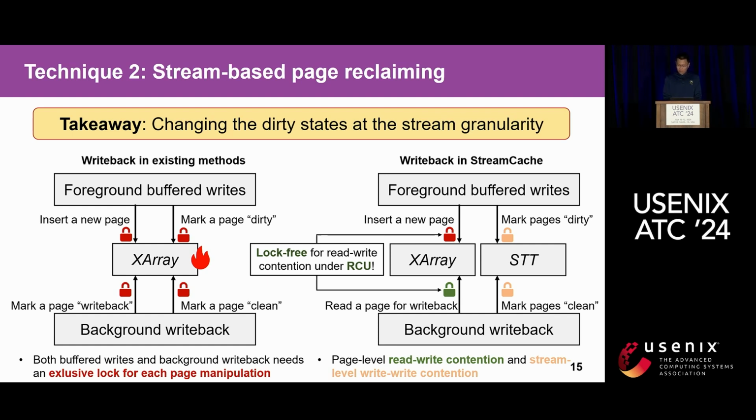When foreground buffered writes coexist with the background writeback, this new index design changes the write-write contention to read-write contention on the X-array, and the X-array can handle read-write contention in a lock-free manner under its RCU mechanism. That's why the stream-based page reclaiming can alleviate the interference problem.